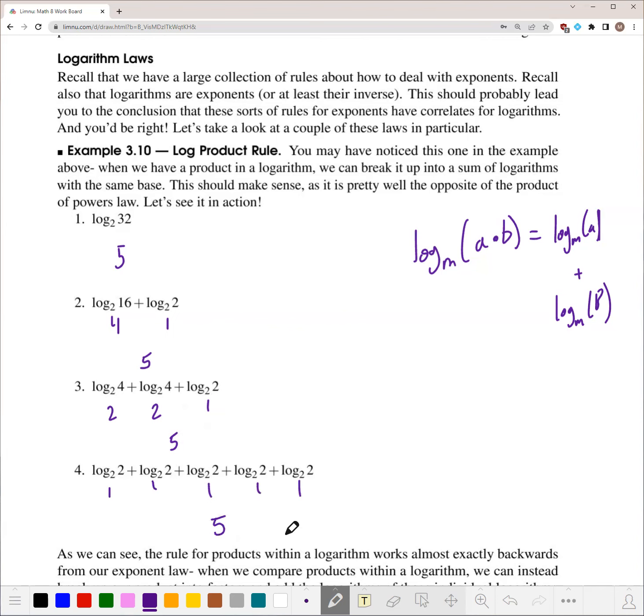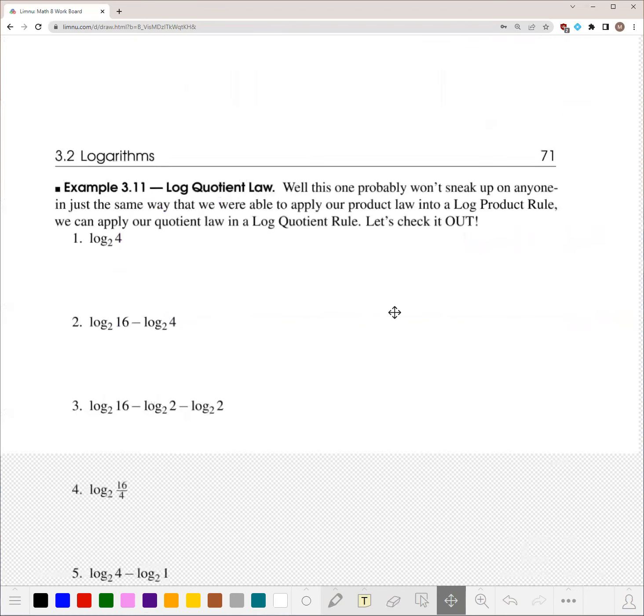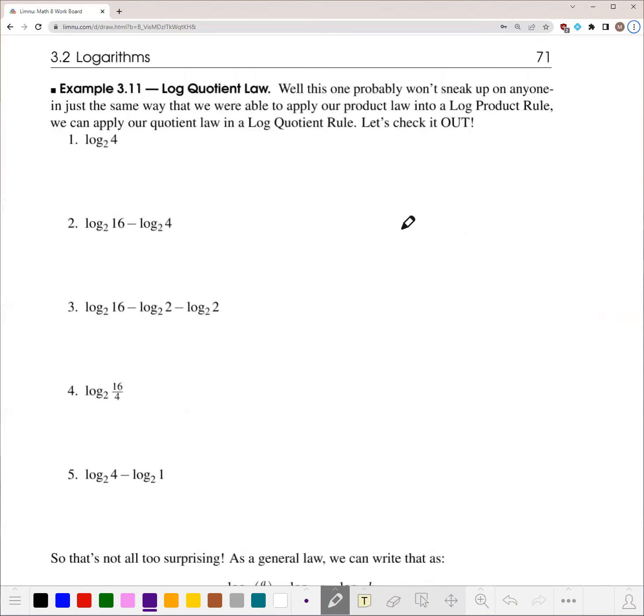And you should already be thinking, well, hold your horses. If I've got this law for products, and it matches pretty much exactly with my law for products with exponents, maybe I have one for quotients too. And you'd be right. There's also a log quotient law. And remember our quotient of powers law states that if we've got x to the power of a over x to the power of b, it equals x to the power of a minus b.